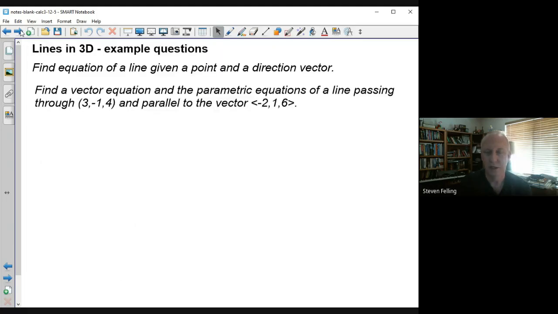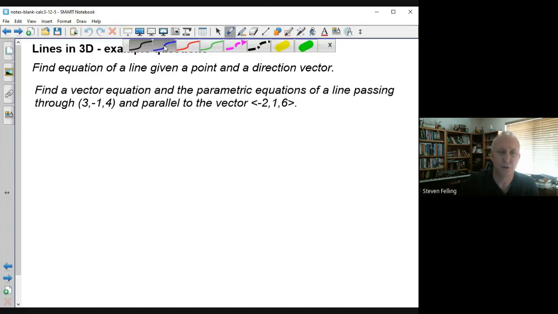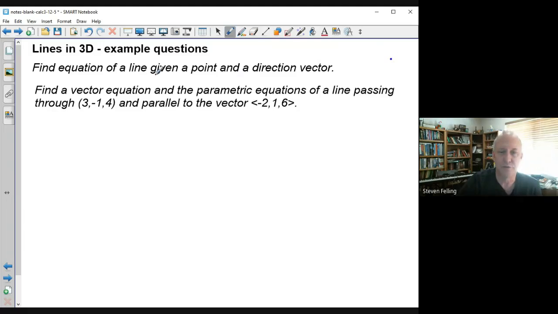All right. So let's look at a couple of examples to see how we use this, because we use these things very frequently in the rest of the course. The first one is to find the equation of a line from the given point and the given direction. We want to find a vector equation and a parametric equation of a line that passes through this point and is parallel to this vector.